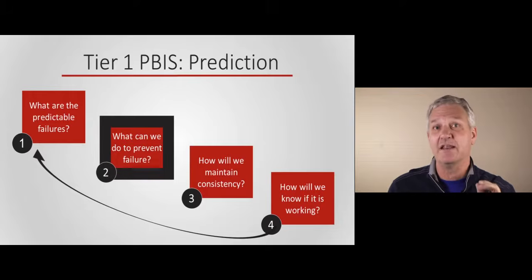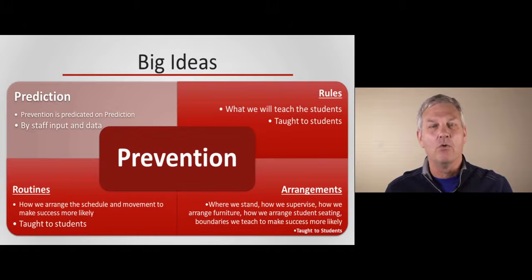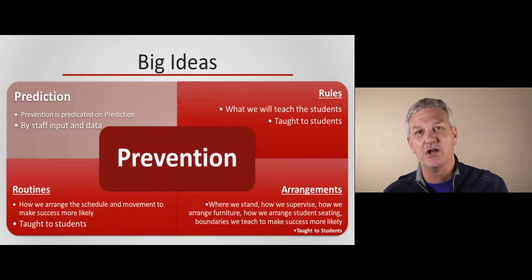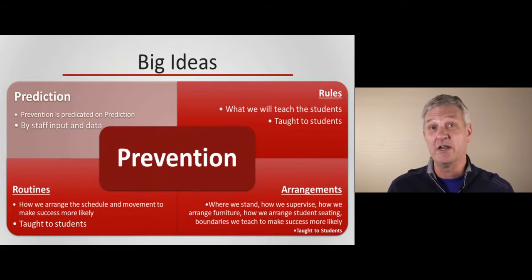So here are the big ideas that we need to think about when we talk about prevention and teaching. 1, everything we do with prevention is predicated on the idea of prediction. When we know who, what, when, where, and why, we have all the information we need to create the highest probability of success. All of our prevention is going to happen in 3 ways.